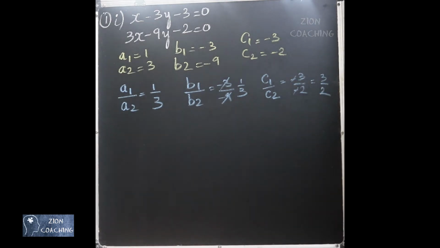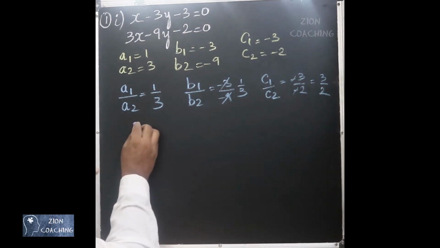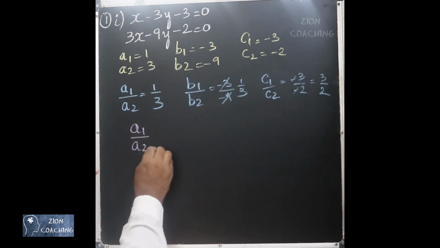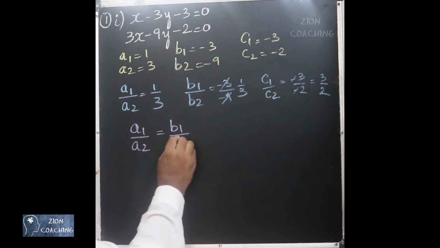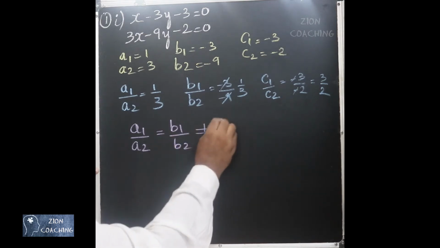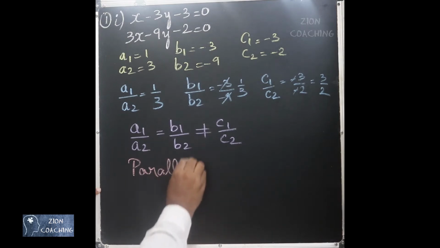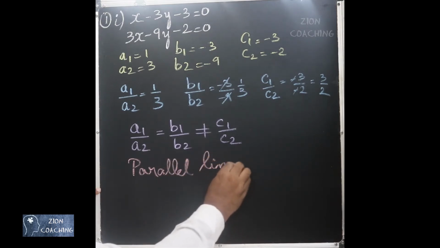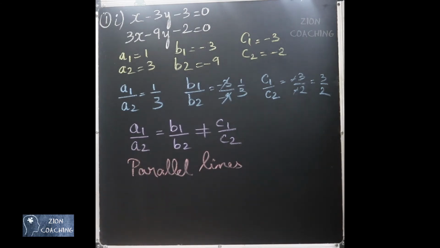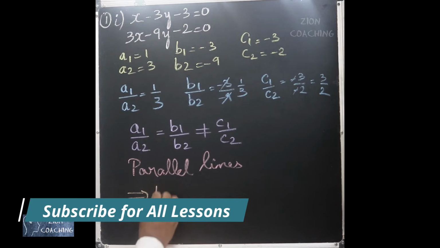Now comparing these three, we can say that A1 by A2 equal to B1 by B2, but it is not equal to C1 by C2. This condition represents parallel lines. So they are going to represent parallel lines. In the case of parallel lines, we have A1 by A2 equal to B1 by B2 is not equal to C1 by C2. So they are going to represent parallel lines. Since they are parallel lines, there is no solution.